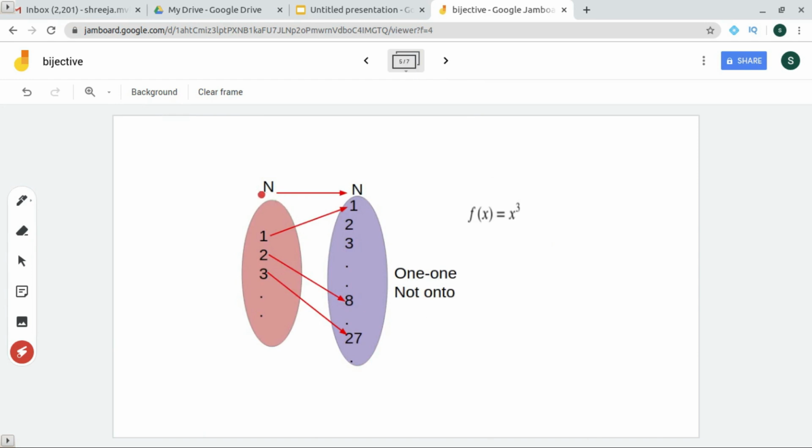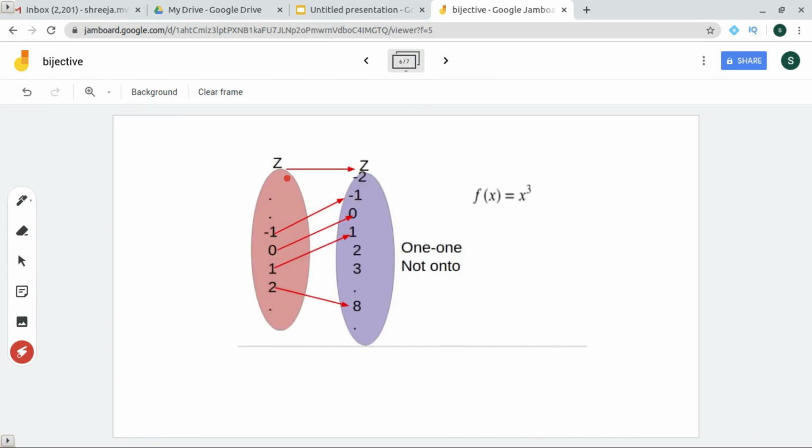Now the next problem is f from N to N given by f(x) = x³. Now N consists of the elements 1, 2, 3, etc. 1 cubed is 1, 2 cubed is 8, 3 cubed is 27. Distinct elements are mapped to distinct elements. So the function is one-one. Now here 2 has no preimage, 3 has no preimage, etc. 7 has no preimage, 9, etc. 26 has no preimage. So 2 has no preimage, so the function is not onto. So here this function is one-one but not onto.